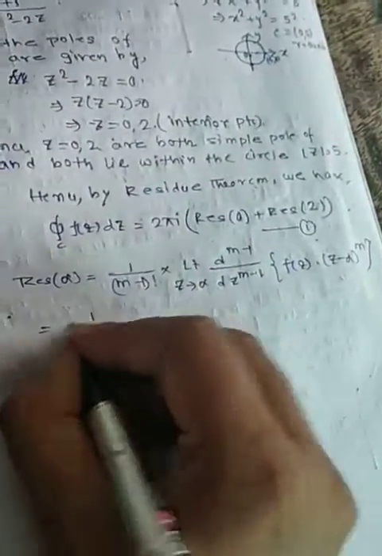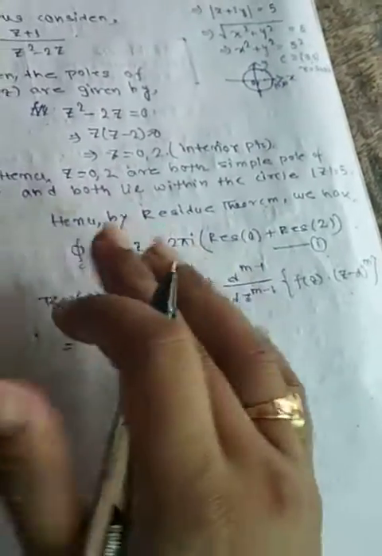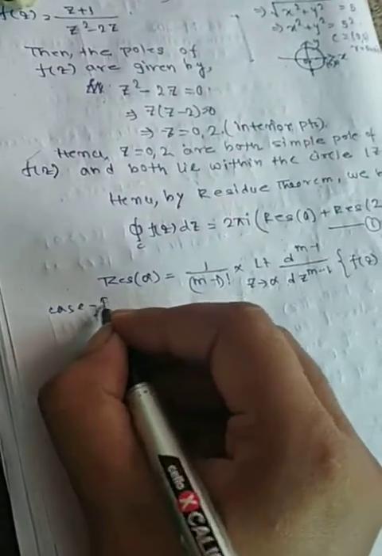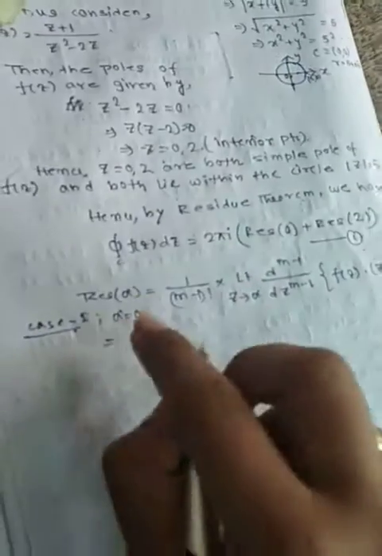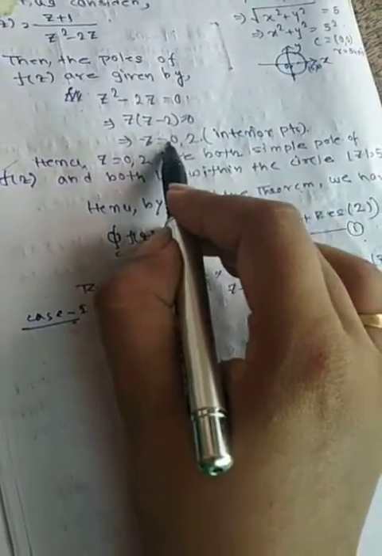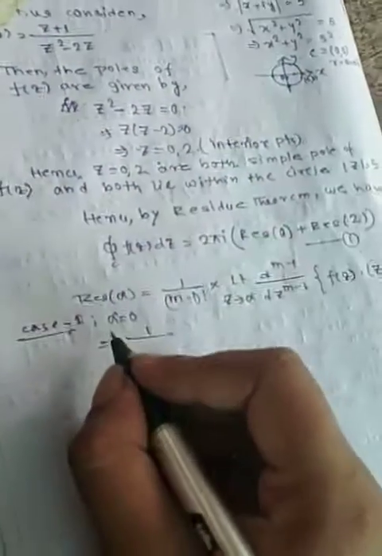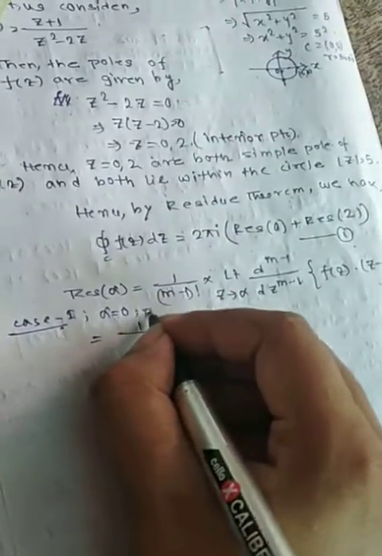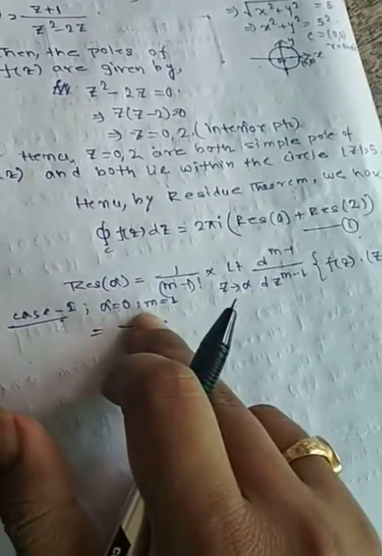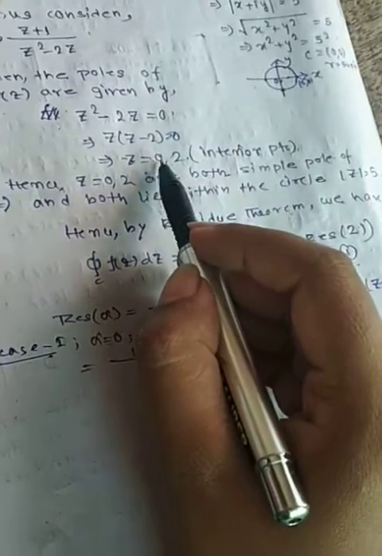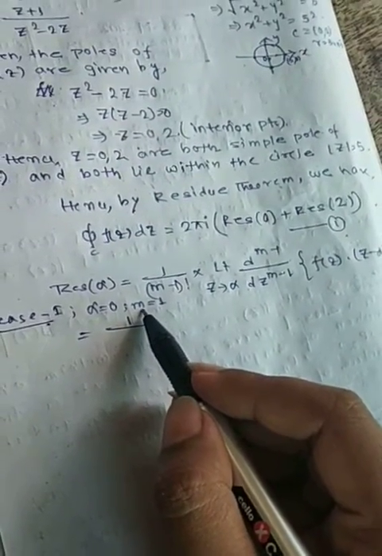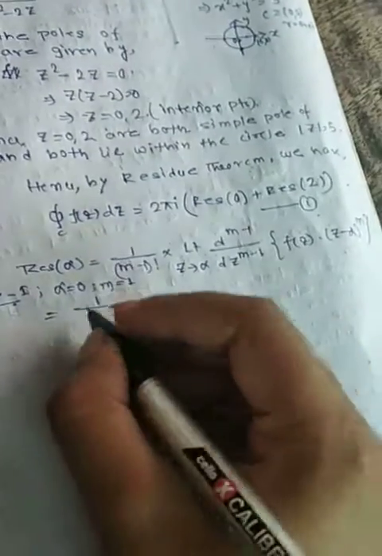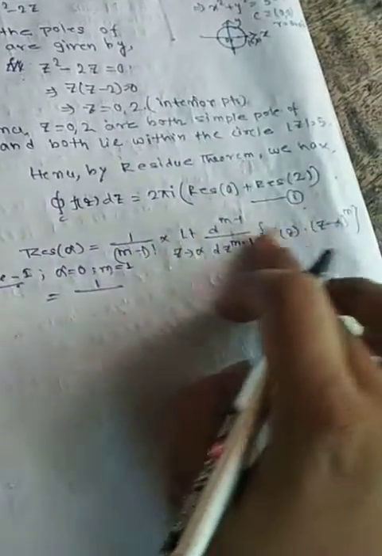Now consider the first case, case 1, where alpha equals 0. First we consider the pole alpha equals 0, because there are two poles, 0 and 2, and both are interior points. In that case our order is also 1, because 0 appears 1 time, so its order is obviously 1. So m equals 1 and alpha equals 0. Now we have to substitute these two values in the equation.